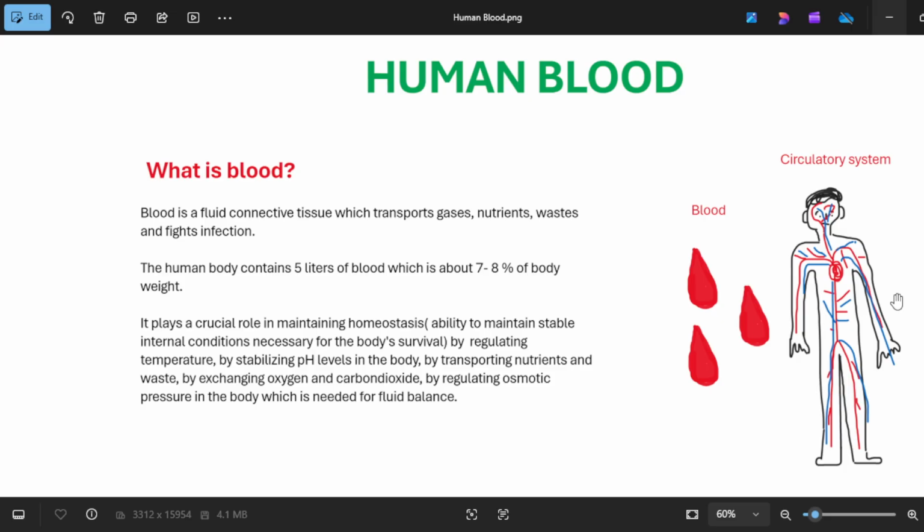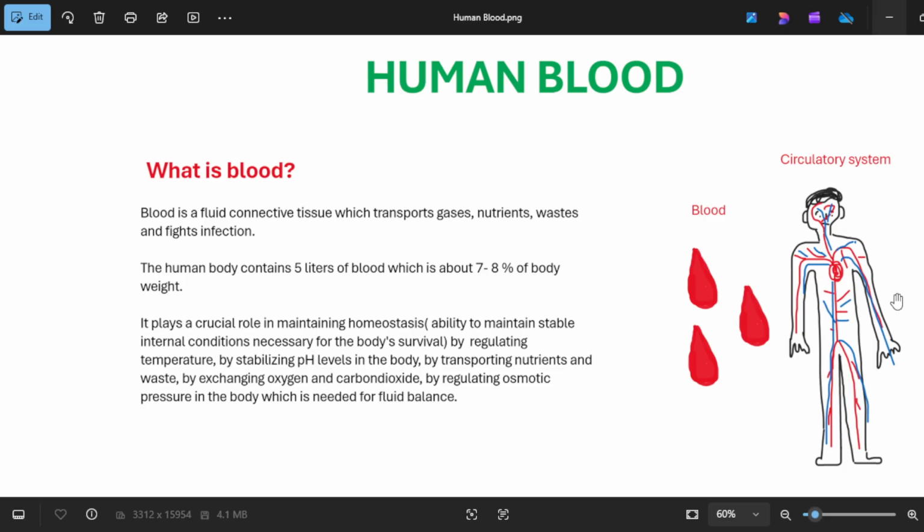And also, it removes the toxins from our body. It removes all the toxins, be it carbon dioxide, which is a waste product of the cell's metabolism. It supplies it to the lungs, and the lungs exhale the carbon dioxide. If waste is accumulated too much in the body, it will lead to the destruction of the cells, and the body will not be able to survive. So that is how the blood plays a very important role in our body.